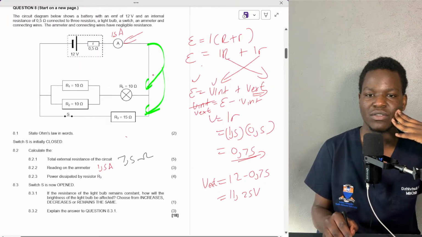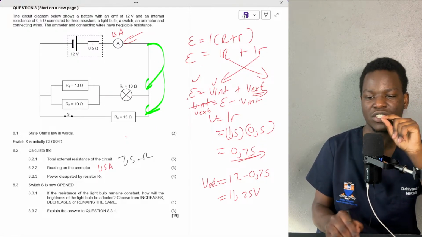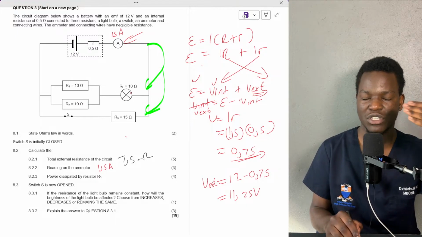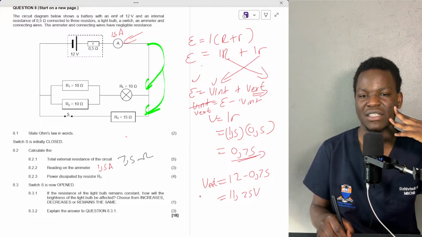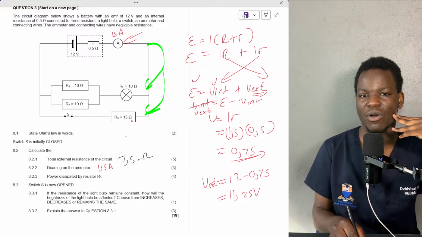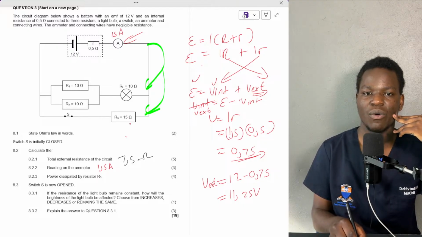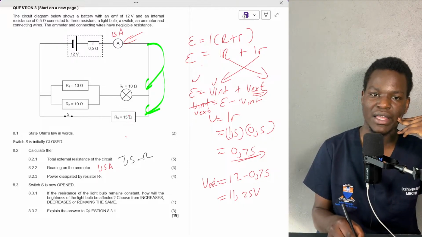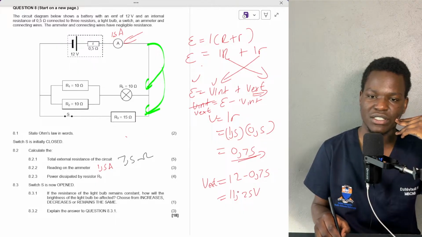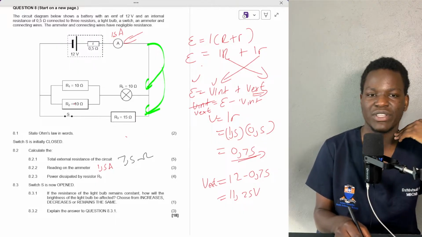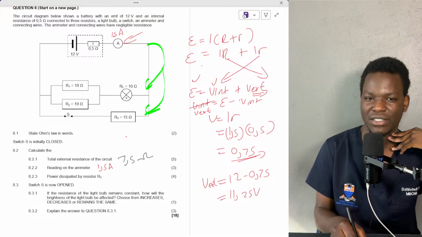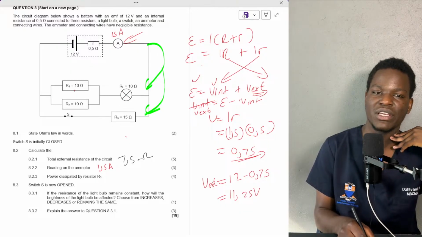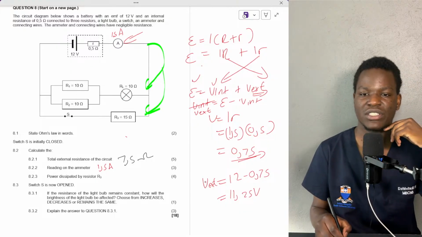The power is going to be the voltage used here, and it's going to be the same because it's parallel. Voltage in parallel is the same, so we conclude that the voltage across this resistor is also 11.25. But note that in this branch, this voltage is going to be shared by this resistor until it is divided by those two resistors.